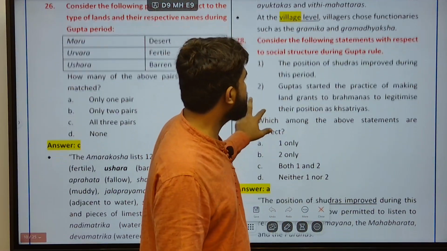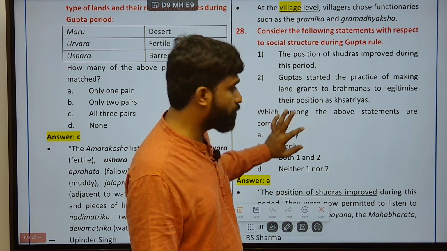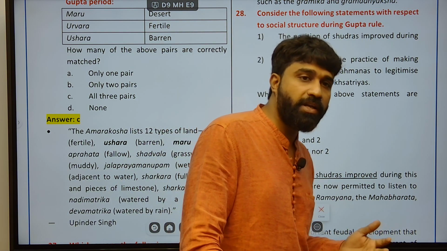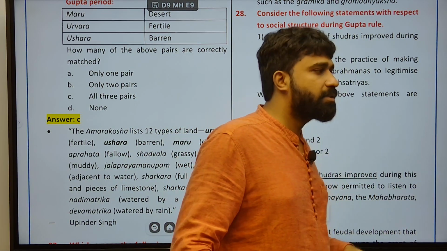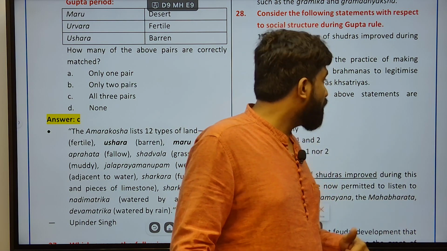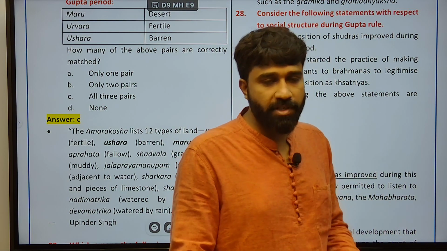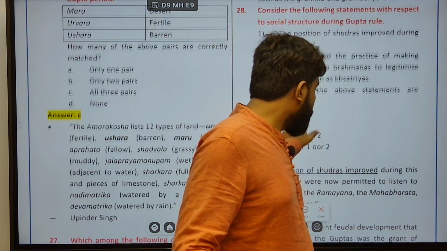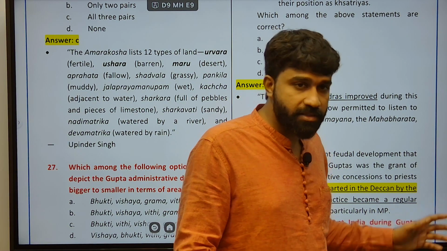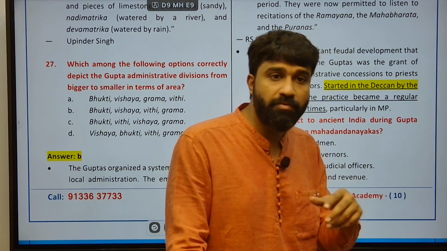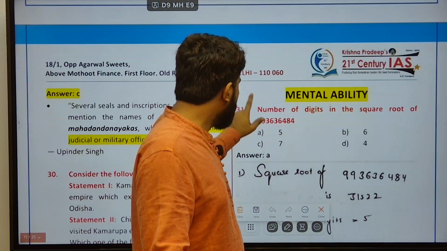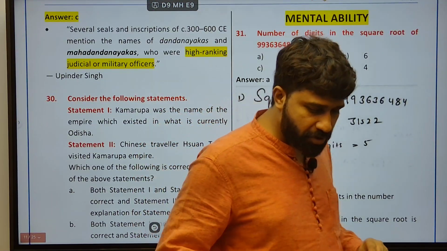Next, consider the following statements with respect to social structure during Gupta rule. We have discussed social structure in the accounts of Huansang and Fahian as well. The situation of Sudras and women deteriorated compared to earlier times. However, the Guptas patronized various poets and kingdoms. Their rule extended to northeast India and southern India, and the feudatories of northeast India were also discussed here. Go through these MCQs and the PYQs associated with them once again.